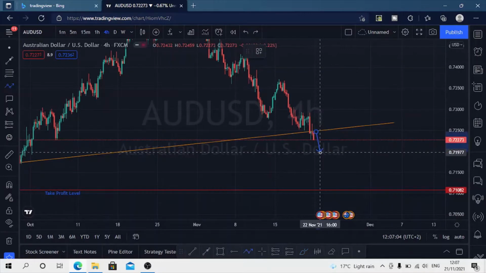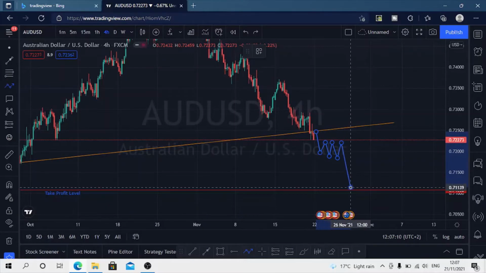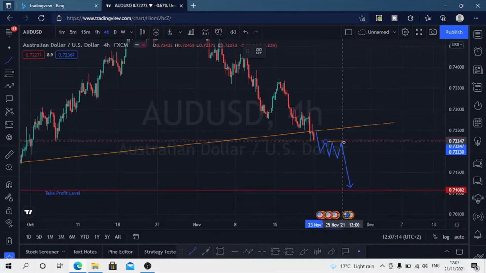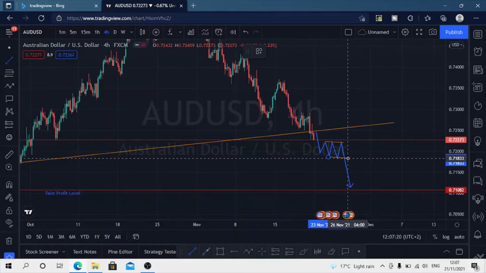If the market gives us this correctional level happening right over here, what we're gonna look for is this type of thing. We're going to look for something that looks like this. We're going to look for this, and we're going to look for this right here.